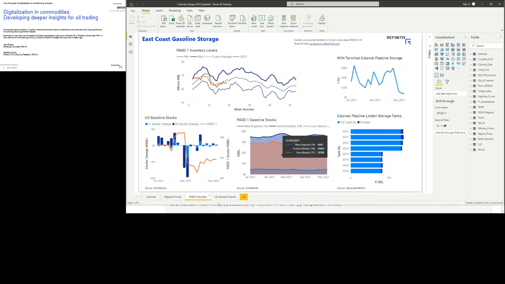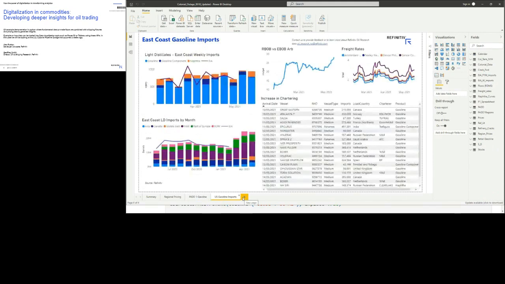And then finally, looking at imports and exports. This is based on our trade flows data. So we've got weekly imports, imports by month. We've also got the ARB, so the comparison of the US and the European prices, and the freight rates. And during the event, there was a spike in the difference between the US and European prices, the ARB. But also we saw a spike in freight rates.